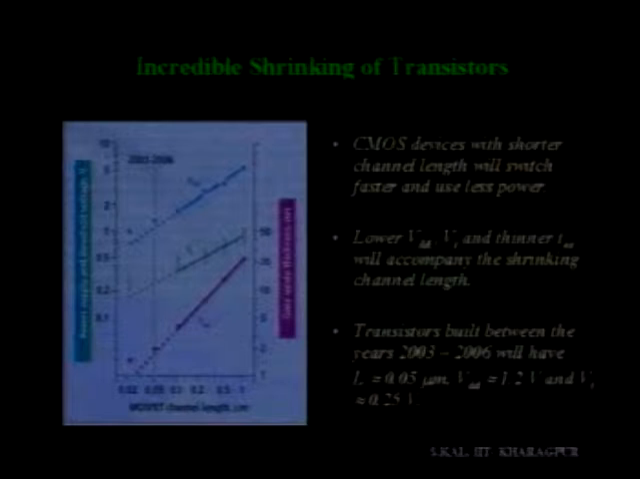Now the question is, how much longer can CMOS scaling continue? People have started thinking that if the scaling progresses in this fashion, ultimately it will end up with atomic dimensions. And if it ends up in atomic dimensions, then the existing physics will not be adequate to explain the behavior of the devices.